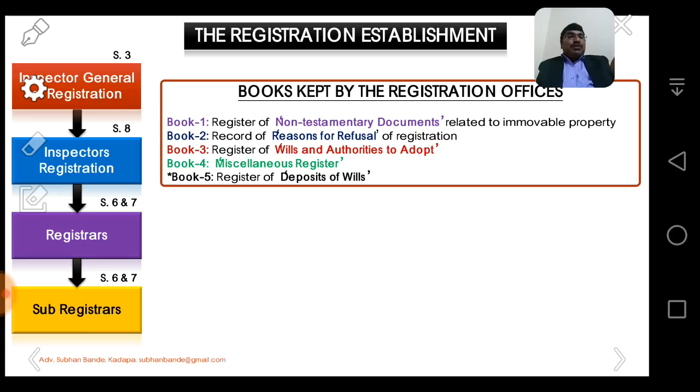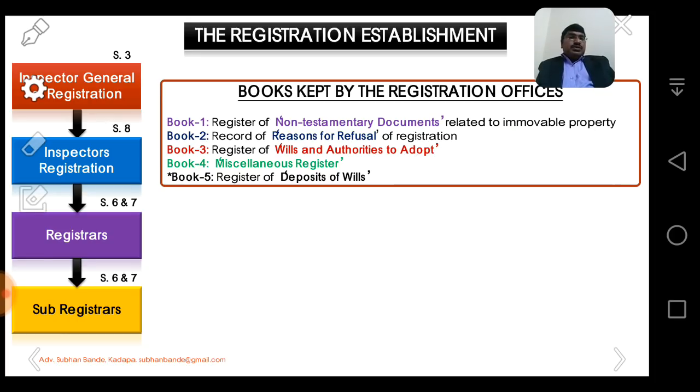The record of reasons for refusal of registration is recorded under Book number 2. The register of wills and authorities to adopt is recorded under Book number 3. Other miscellaneous records are kept and recorded under the miscellaneous register, that is Book number 4. The register of deposit of wills is recorded under Book number 5.